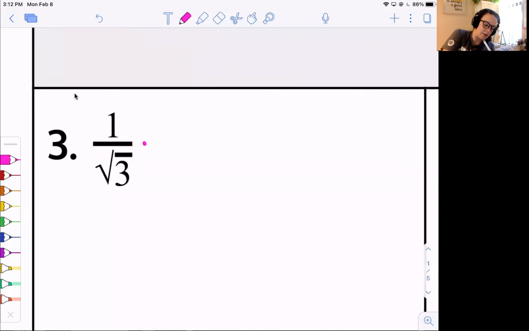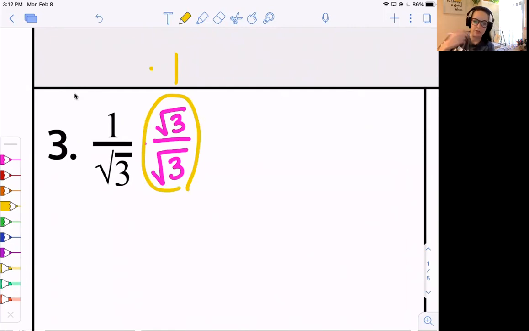if I multiply the denominator by square root of 3, I also need to multiply the numerator by square root of 3. Remember, just as a side note, this equals 1, right? So we're really just multiplying times 1, right? So it's not changing the problem, just changing what it looks like.